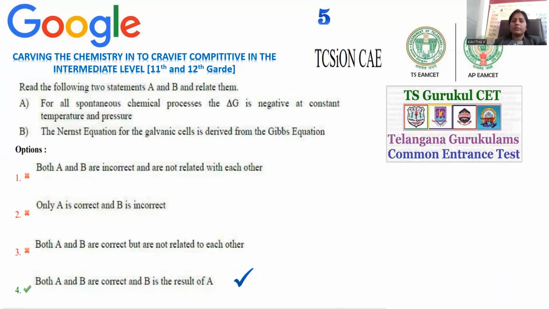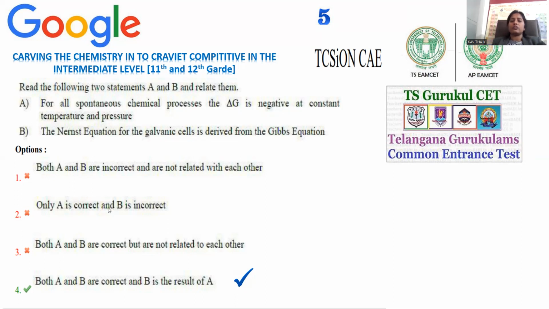Move on to question number 5. Read the following two statements, A and B, and relate them. A and B statements are there. We need to relate these two statements as well. Again, it is a kind of question that comes from delta G and the Nernst equation, so we can say it is electrochemistry.